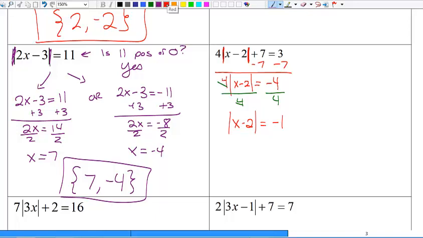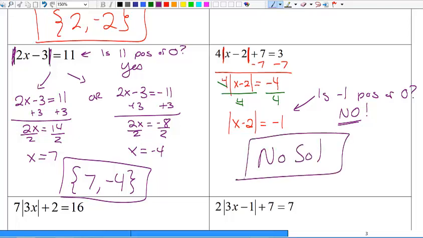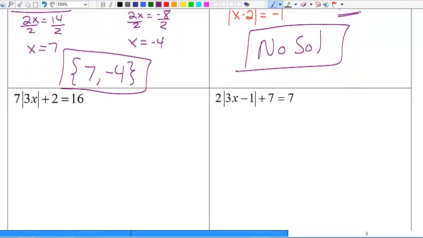So that took a couple of steps just to get step 1 done, isolate the bars. The next thing I ask myself is, is this negative 1 positive or 0? Well, negative 1 is not positive, nor is it 0. So because the answer is no, the answer is just no solution. I actually like these problems a little bit better because when it's no, I don't have to do any more work. Yay.